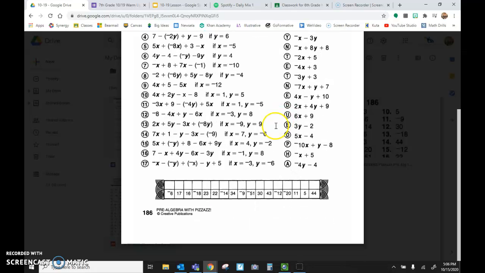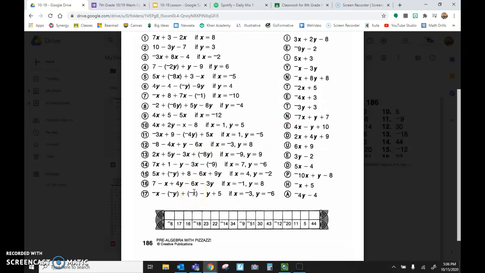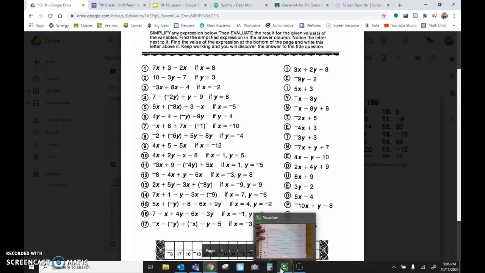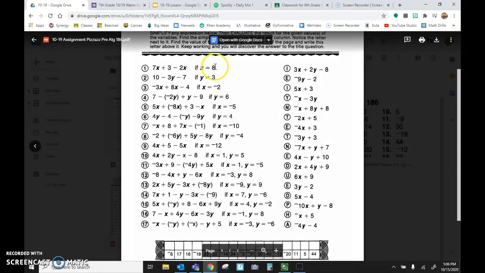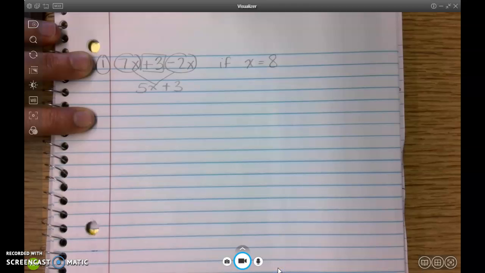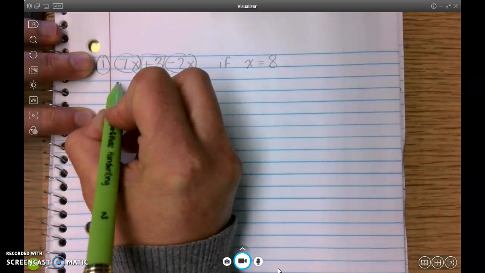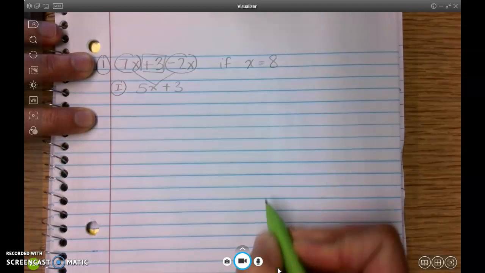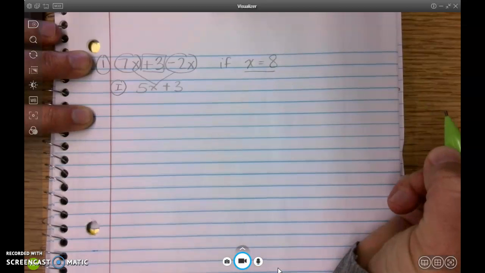5x plus 3. So what we are going to do is now evaluate this for x equals 8. This goes with letter I, as we found. Now we're going to say evaluate this for x equals 8.